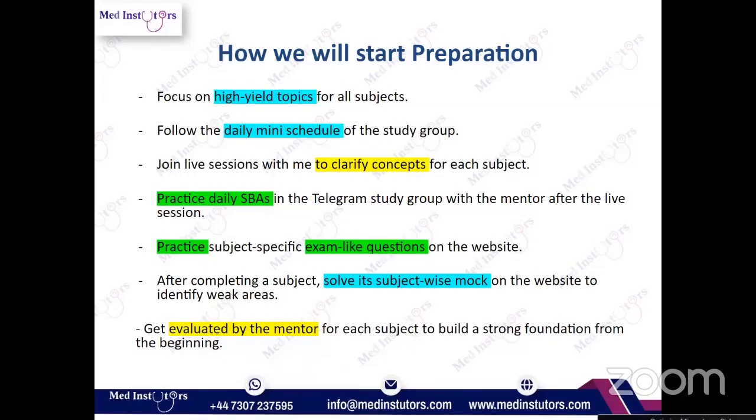And to encourage this, we have this activity on our Telegram study group where mentors are available and you may have a live session with them, and you can practice daily SBAs with the Telegram group and with your colleagues in that group.